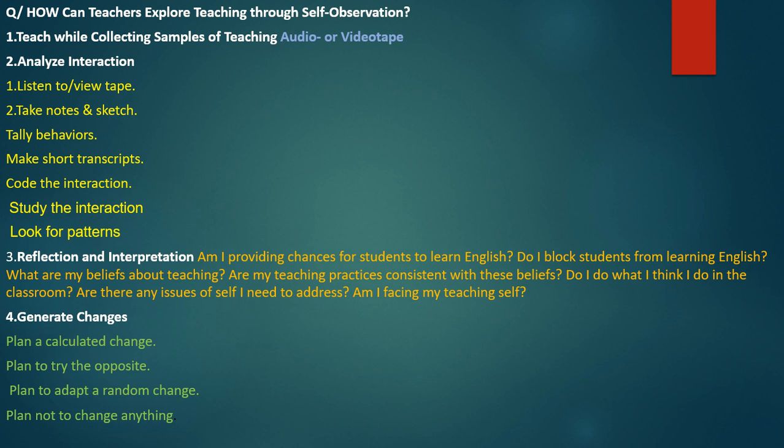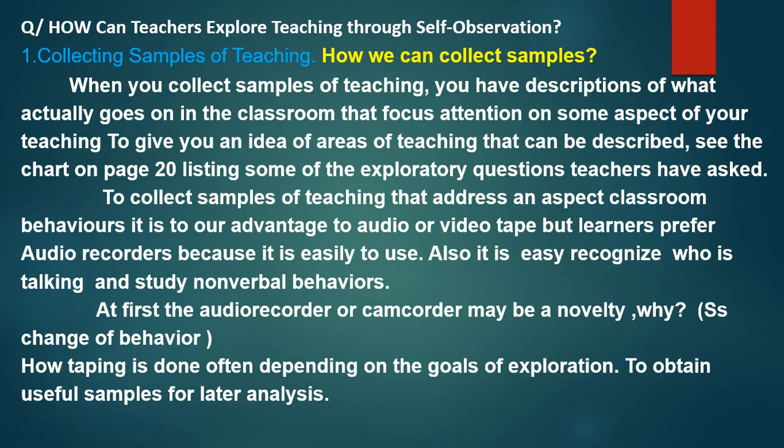And the last step of exploring through self-observation is to generate changes: a plan for a calculated change, a plan to try the opposite, a plan to adopt a random change, or a plan not to change anything. Okay, now let's discuss each in detail.